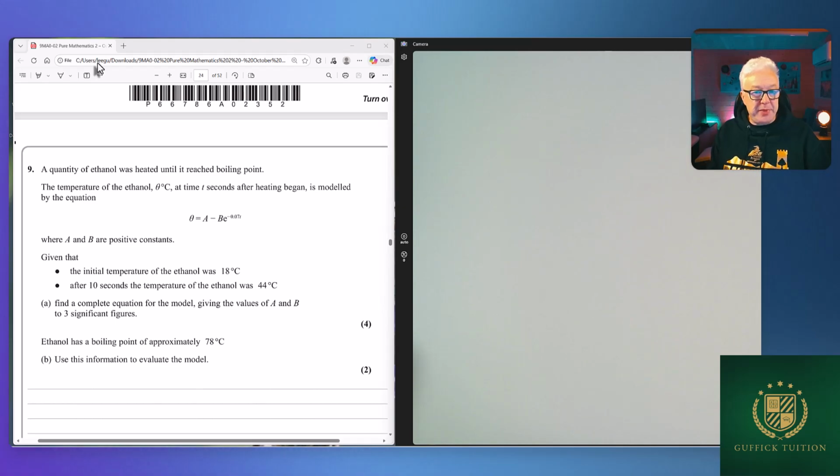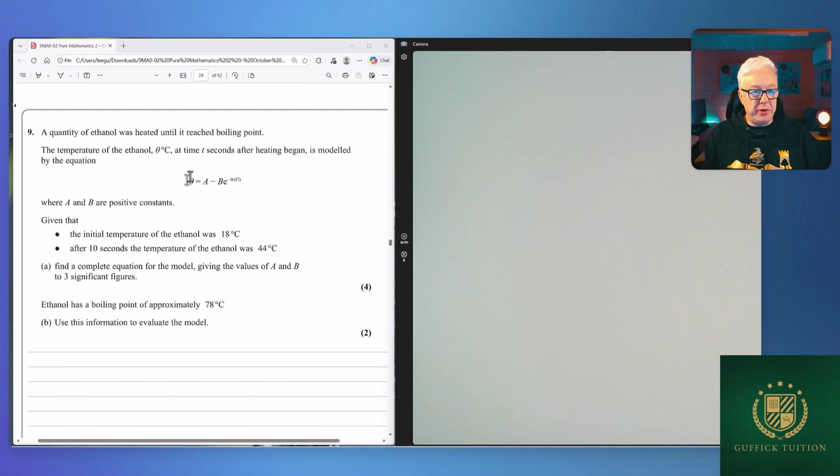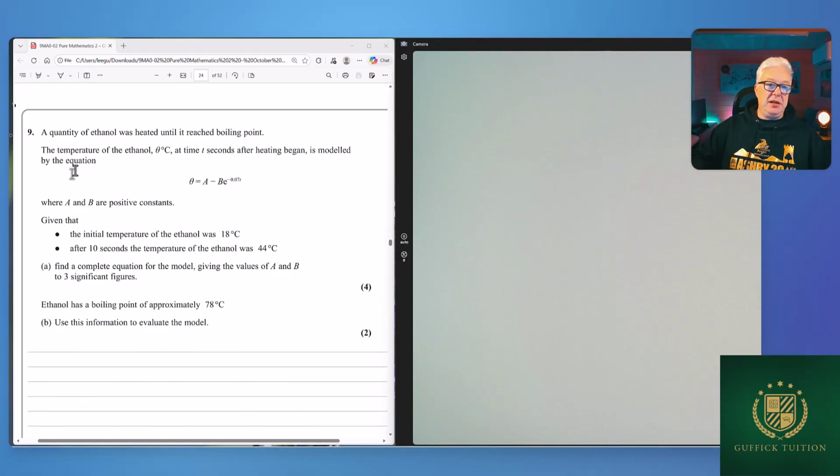Hi everyone, we've got an exponential modelling question here. Let's have a look. So it says a quantity of ethanol is heated until it reached a boiling point. The temperature of ethanol, theta at time t seconds after heating began, is modelled by the equation theta is equal to A minus B e to the minus 0.07 t, where A and B are positive constants.